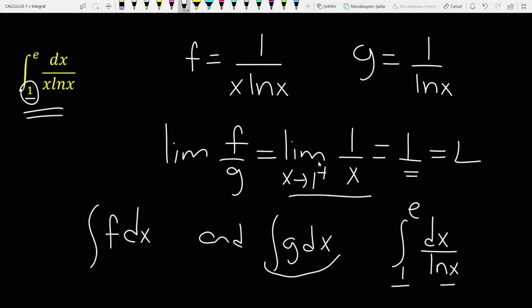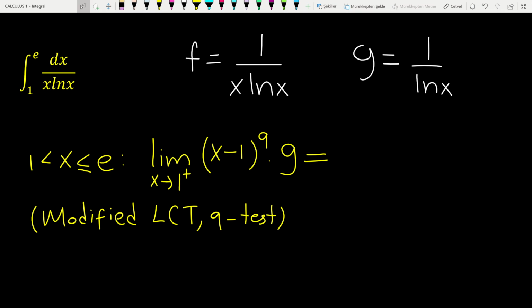Now let's examine this question. If we have an idea about this, then we can easily say something about the convergence of the question. In this step, I want to apply the modified limit comparison test, or Q test, to the improper integral of g. Let's say Q is equal to 1. This x part is coming from the formula of the limit comparison test.